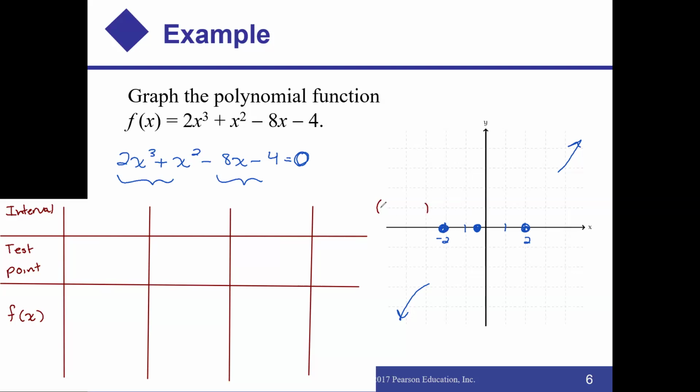My first interval is from negative infinity up to negative 2. Then after that, the next one would be everything between negative 2 and the next zero, which was negative 1/2. Then we would have everything starting after the negative 1/2 and stopping at the next zero, which is 2. Then we would start on the other side of 2 and go towards infinity.